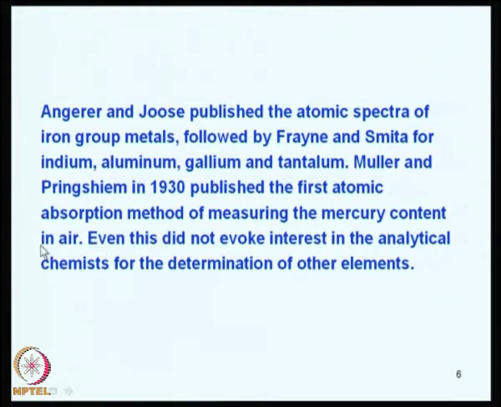You will be surprised to know that the concentration of mercury determined in 1930 was of the order of few ppb, parts per billion, which we are doing now, but first time it was demonstrated that you could do ppb level analysis of mercury in air in 1930s.